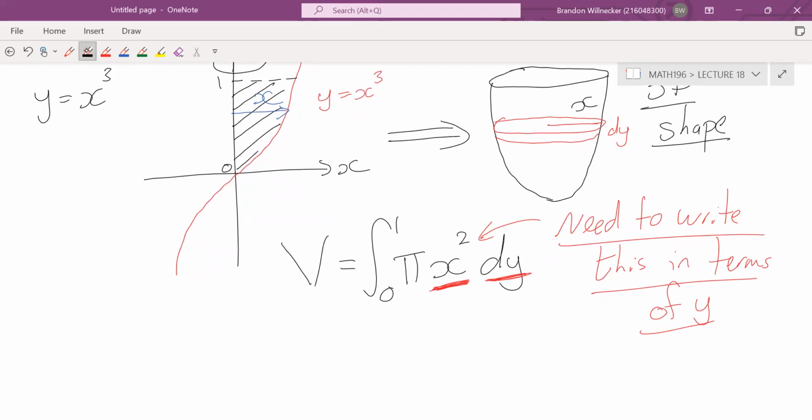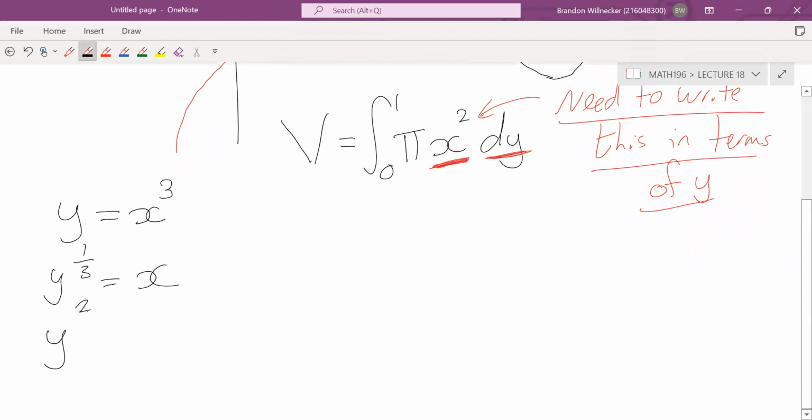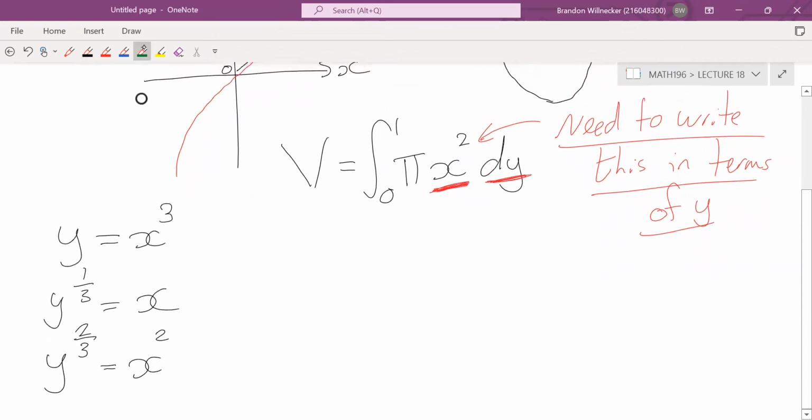So that's easy to do. We know y is equal to x cubed. That's given because that's the shape of this outside part. So that means y to the 1/3 is equal to x. Everything good so far. So that means y to the 2/3 is equal to x squared. And this is what we need.